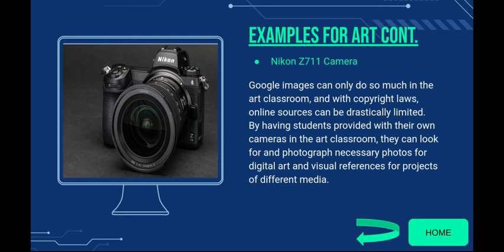Nikon Z11 camera. Google Images can only do so much in the art classroom, and with copyright laws, online sources can be drastically limited. By having students provided with their own cameras in the art classroom, they can look for and photograph necessary photos for digital art and visual references for projects of different media.